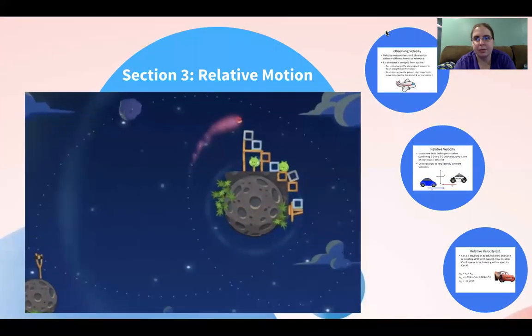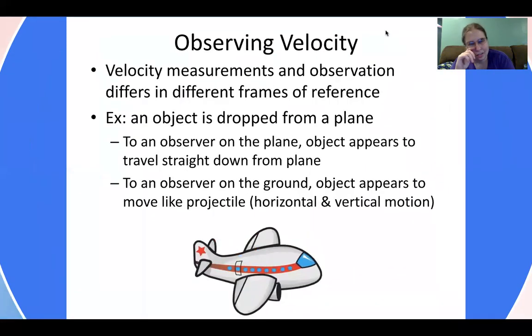All right, relative motion. So observing velocity. Velocity measurements and observations differ in different frames of reference. So what this means is if you are outside of the system and you are observing the system, the different quantities can appear different to you.